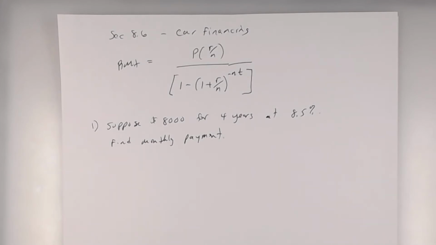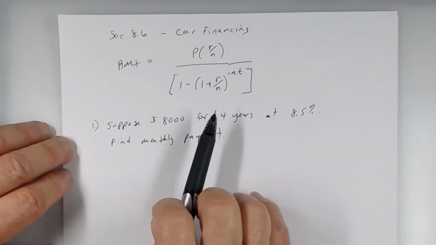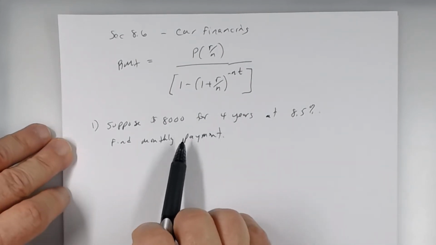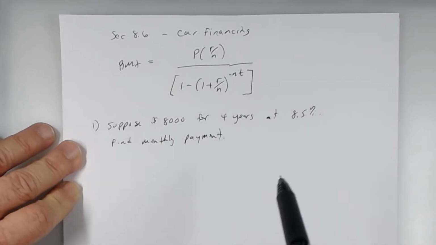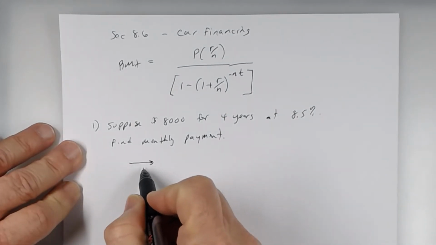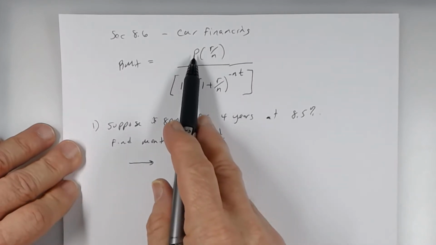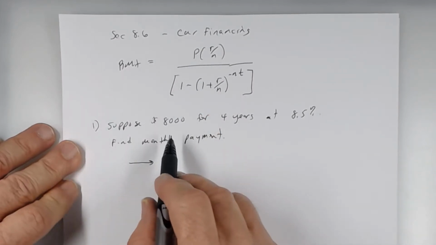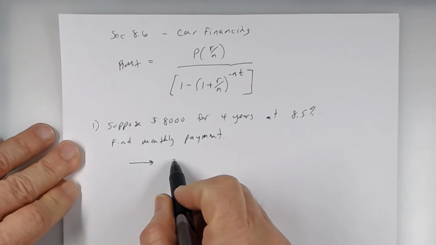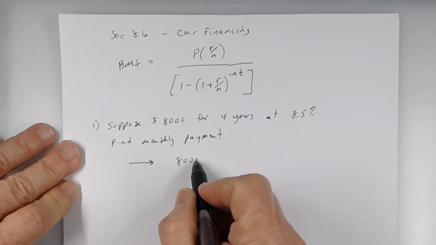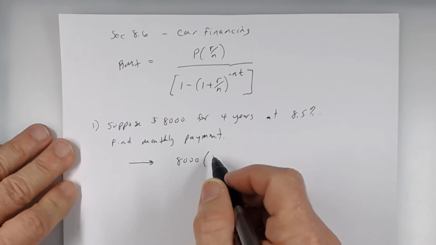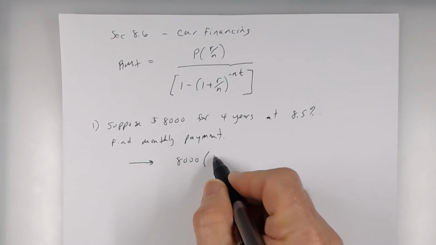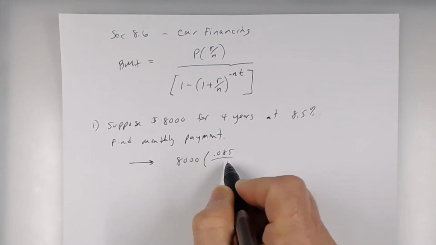Now remember, what I want to see on the worksheet is what you put into the formula. So I need to see that you have P written down. What's P in this case? P is the $8,000. $8,000 times R. What's R in this case? You have to write 8.5% as a decimal, so that's 0.085, divided by N.